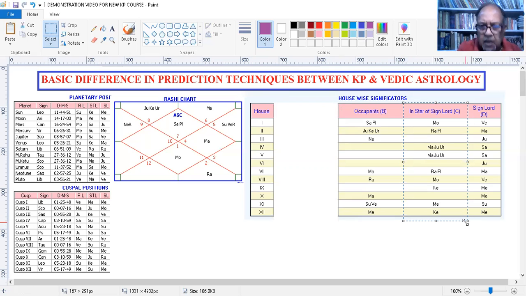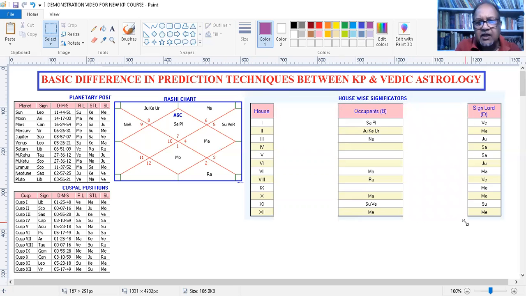Now for Vedic astrology, we are left with these two relevant columns: houses 1 to 12, and in front of the house, the occupant of the house and the sign lord, that means the lord of the house. These are the two combinations that we see for predicting results mainly. So for the second house, for example, who are the occupants? Jupiter and Ketu are the occupants, as you can see from this chart also. And who is the lord of the second house?